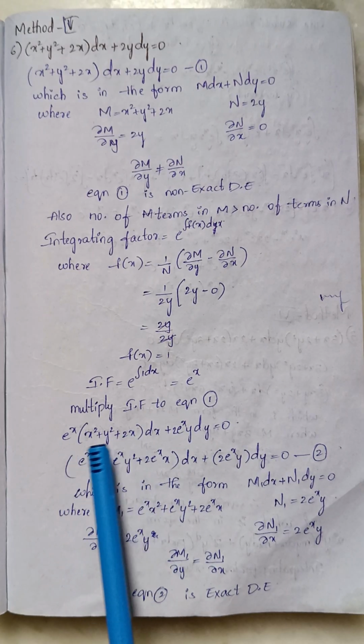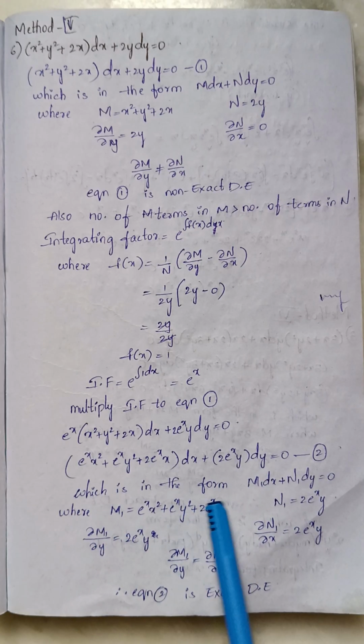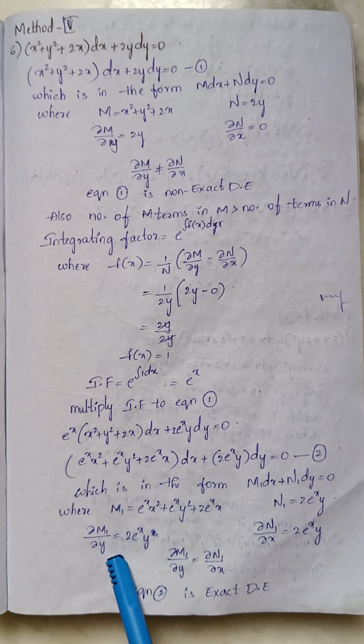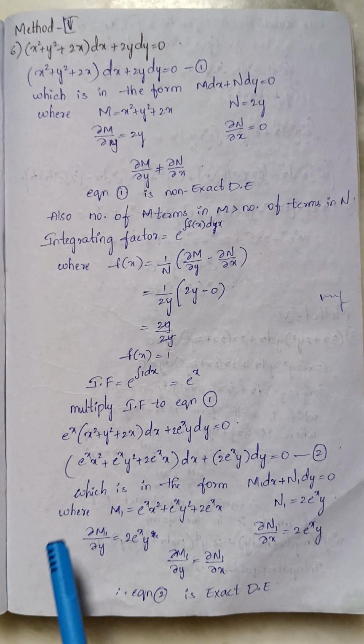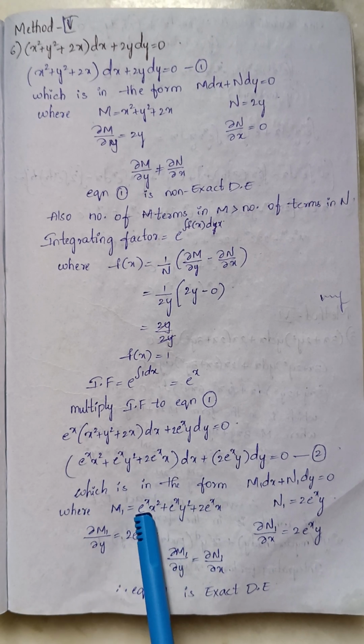Now multiply for each term here. Here also take the term as it is, which is in the form M1 dx plus N1 dy equal to 0. Now let us check ∂M1/∂y. What is ∂M1/∂y? Here with respect to y we are differentiating, which means x is constant, so its derivative is 0 here.